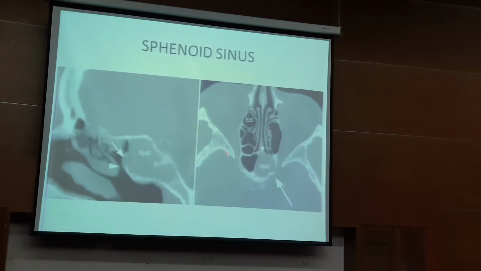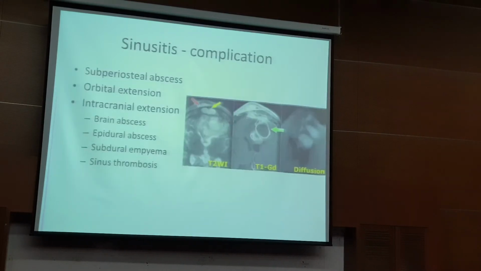Another example, chronic sphenoid sinusitis. Again, the wall is thickened with a few areas of focal dehiscence, and that is the obstructed ostium. So, sinusitis complication, what we look for would be subperiosteal abscess. Like in this case, it is an abscess.